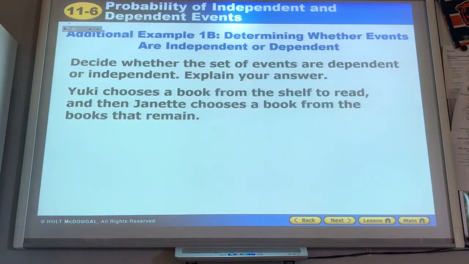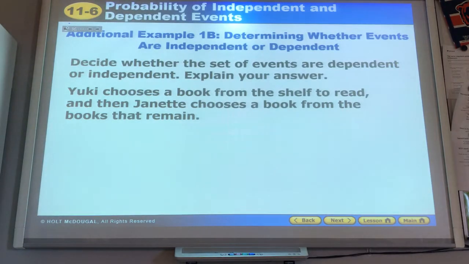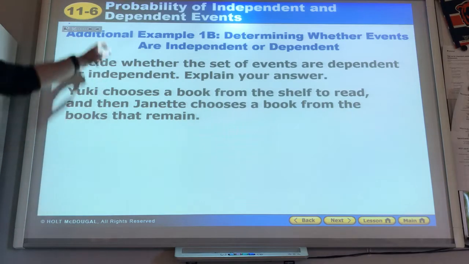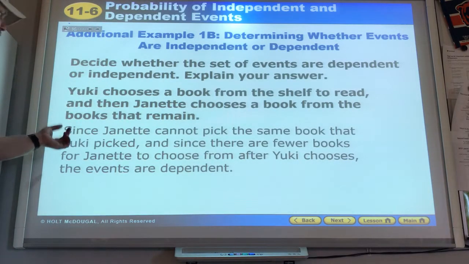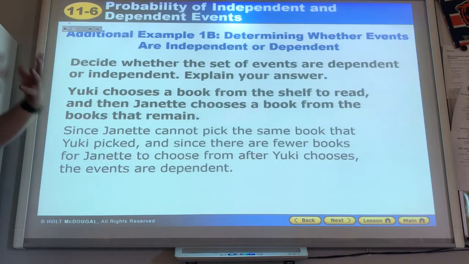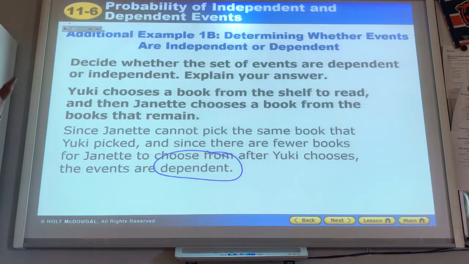All right. Yuki chooses a book from the shelf to read, and then Janet chooses a book from the shelf to read. Did one of those depend on the other, or did it get changed by the other? And yes, it did. Because Janet cannot pick the same book that Yuki picked. So her choices were dependent on Yuki's choice. If they both wanted to read the same book and Yuki chose it first, Janet wouldn't get to choose it. So that's a dependent event where Janet's choices are changed by Yuki's.